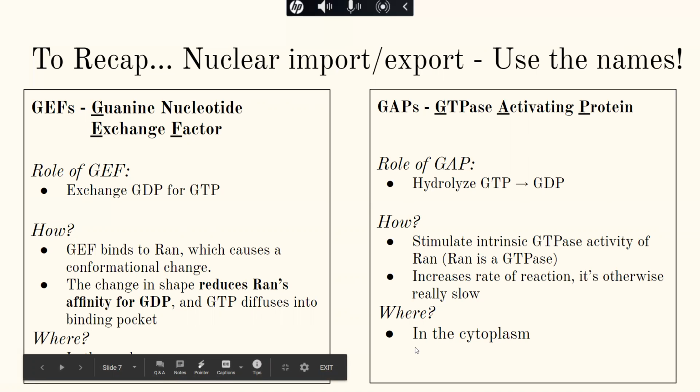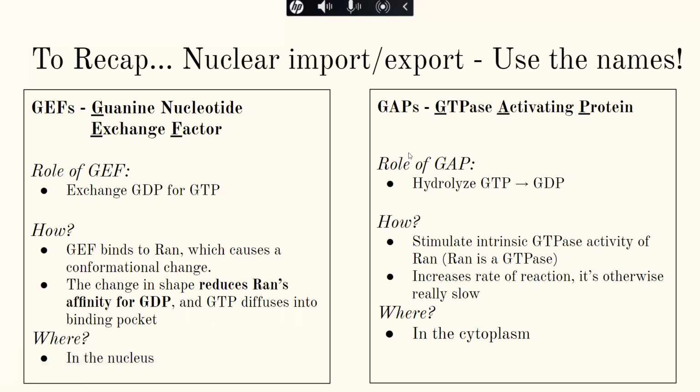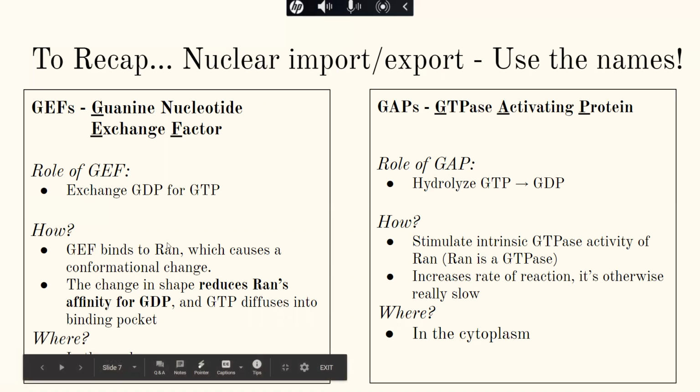So GAPs are basically the opposite of GEFs. They hydrolyze GTP to GDP. GEFs exchange, so it's not adding a phosphate to GDP, it's just exchanging it for an entirely different molecule, which would be GTP. Whereas GAP hydrolyzes GTP to GDP by losing a phosphate. It does this by stimulating the intrinsic GTPase activity of RAN. RAN, this protein I talked about, is a GTPase.